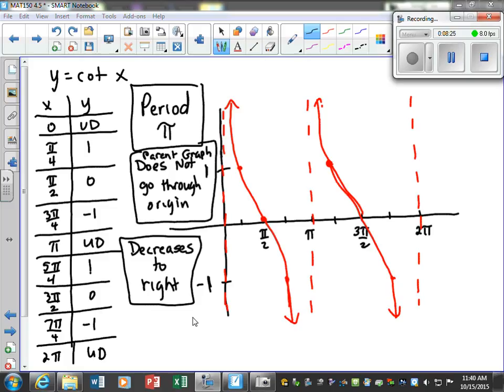The next thing we're going to do is actually graph some of the variations of the functions that we've looked at: cosecant, secant, tangent, and cotangent. So let's look at a couple of these.